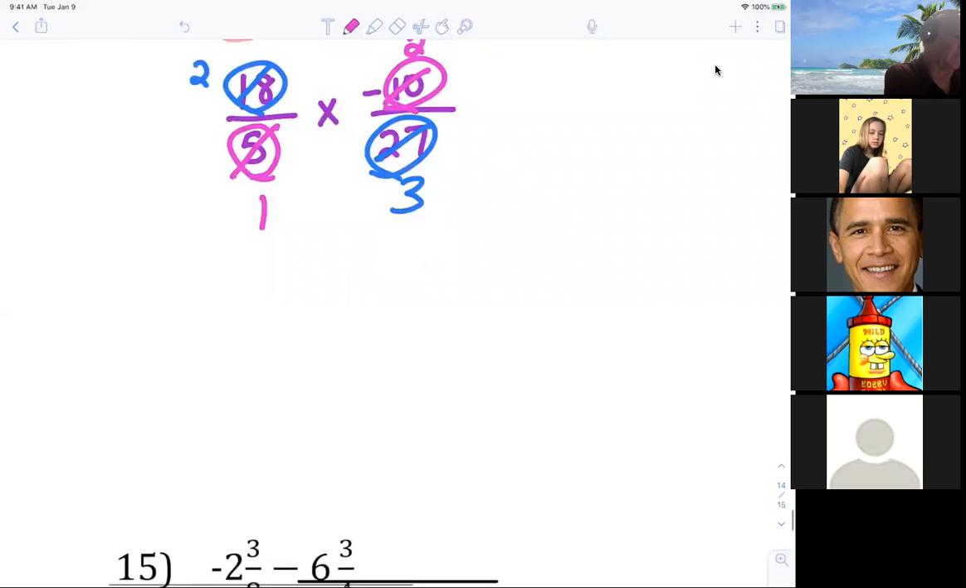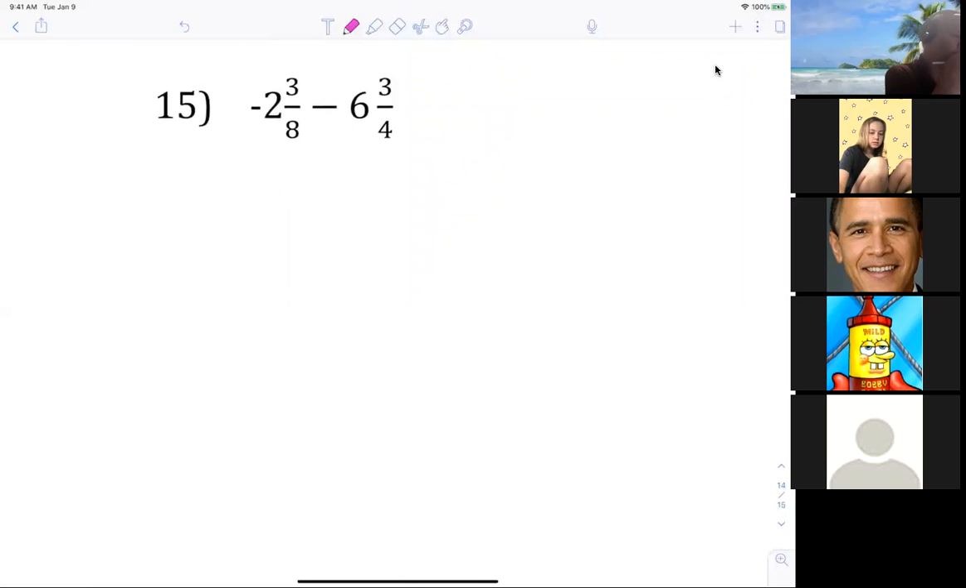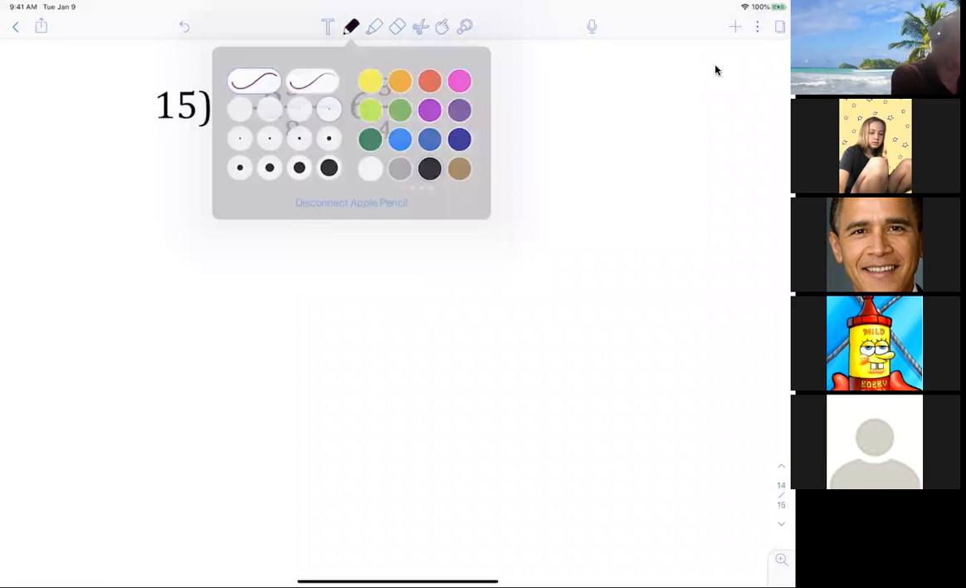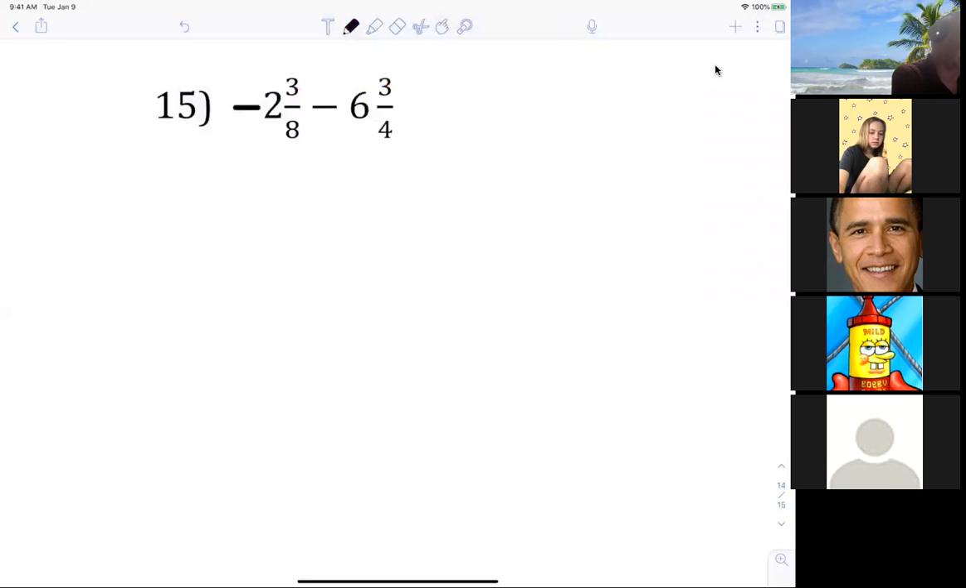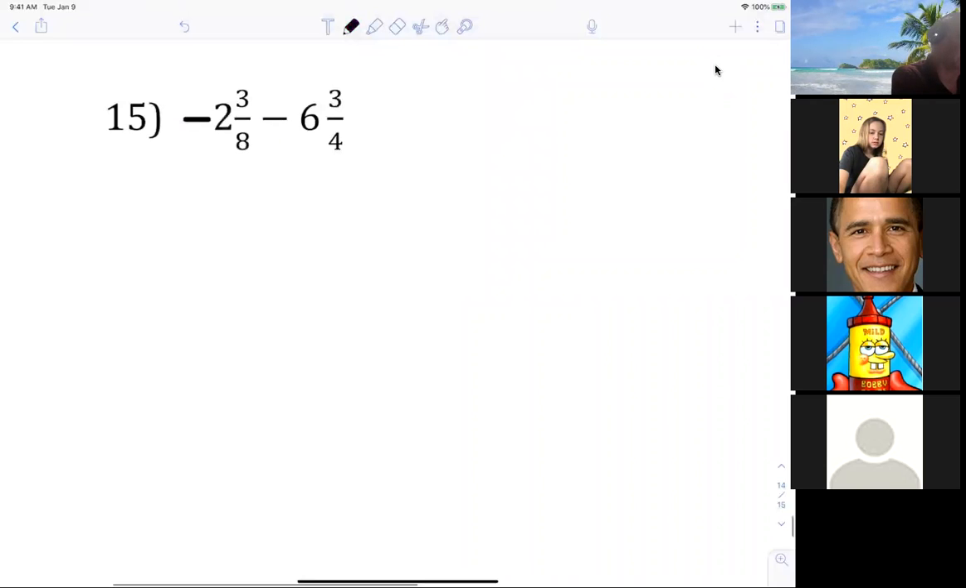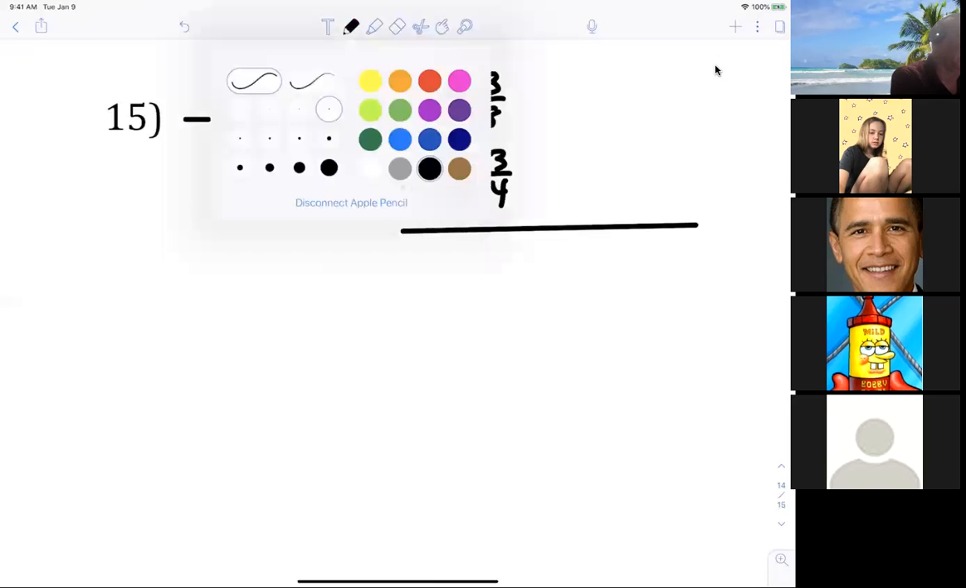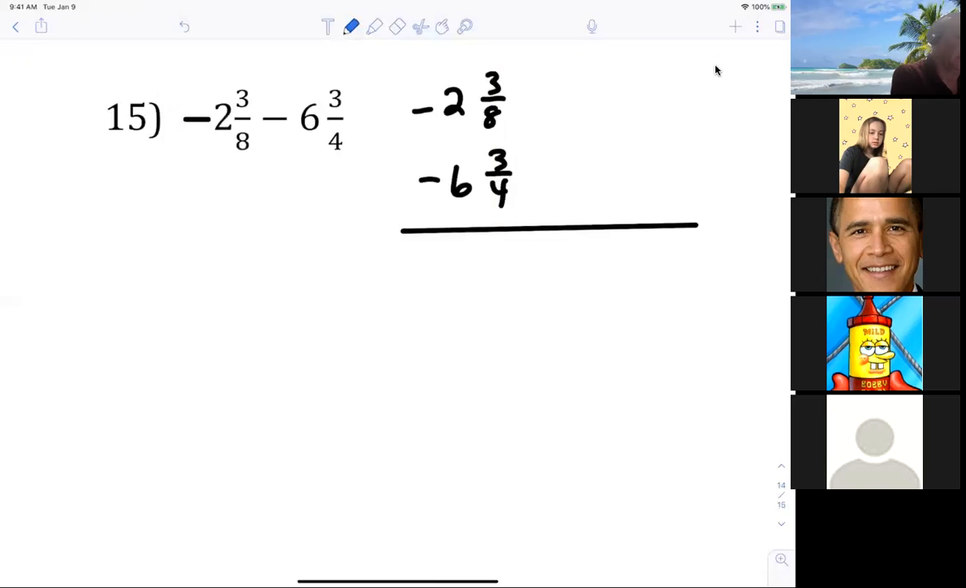All right, let's check out 15. Now, they're both negative. So because they're both negative, that means we're going to add them. So again, I like to write negative 2 3/8, negative 6 3/4. What's the common denominator? 8. This one didn't change. This one I multiply by 2. 6/8.